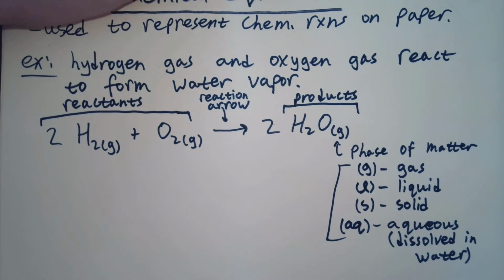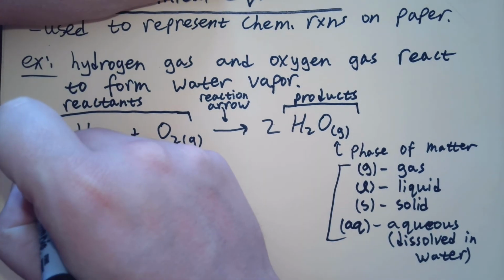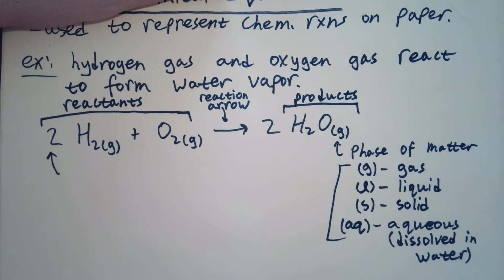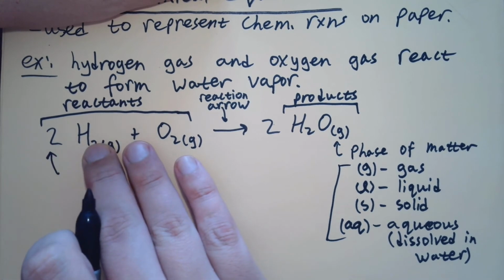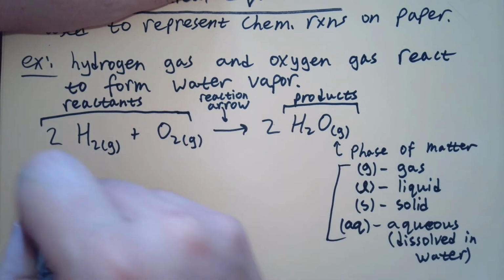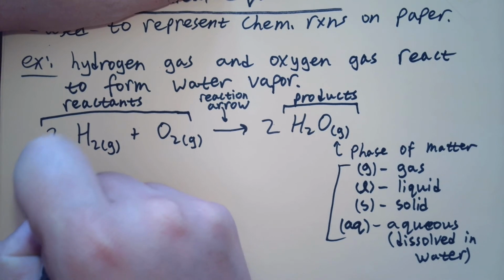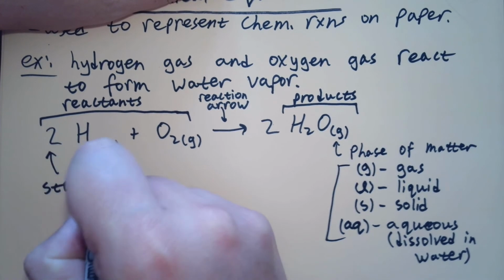And then the last piece are these numbers out front. And so I'm saying there's 2 hydrogens in this reaction. It makes 2 waters. We call this our stoichiometric coefficient.